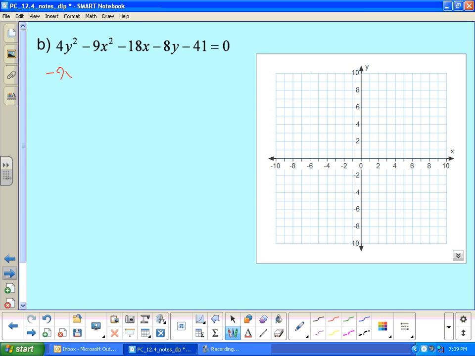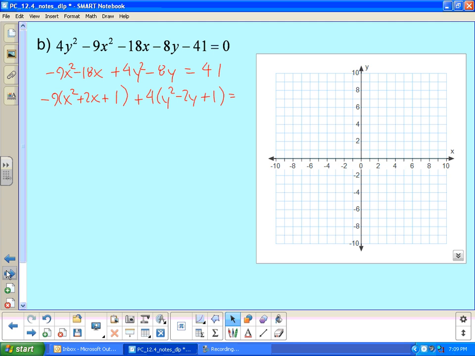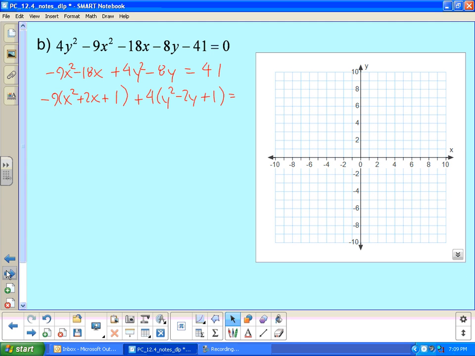Let's see, I'm going to group them differently. 9x squared minus 18x plus 4y squared minus 8y equals 41. Factor out a -9: x squared plus 2x plus 1. 4 times y squared minus 2y plus 1 is equal to, run out of room again. All right, I'm going to worry about the equal to part in just a second. I'm going to simplify this. -9 times quantity x plus 1 squared plus 4 times quantity y minus 1 squared is equal to, all right, so now we have 41.